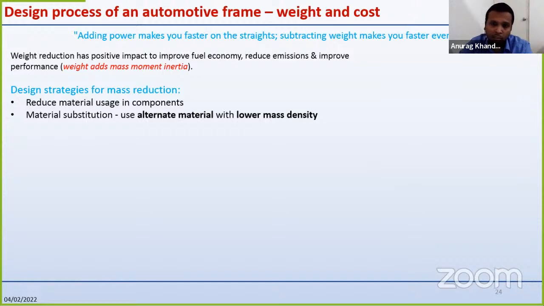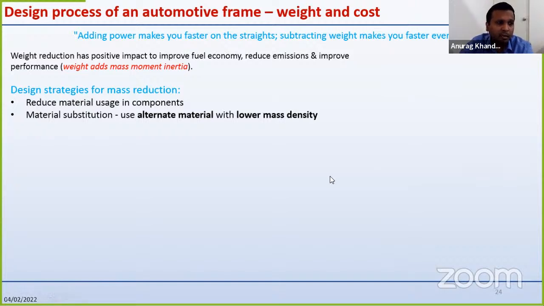Going forward, the other aspect is weight. The founder of Lotus Cars Limited, Mr. Colin Chapman, once said, adding power makes you faster on the straight, while subtracting weight makes you faster everywhere. What he means is that by subtracting weight, we reduce the mass moment of inertia and increase performance. Mostly in EVs, if you subtract weight, we might be able to use a lower power motor and a lower capacity battery, which in turn further reduces the weight and increases the mileage. So weight has a very important impact on design and vehicle performance. It improves the fuel economy, reduces emissions and increases the performance.